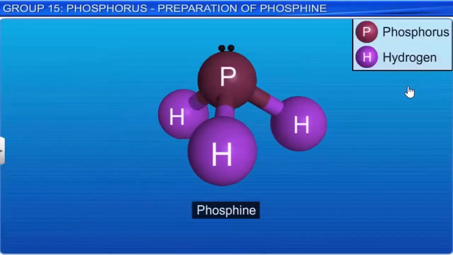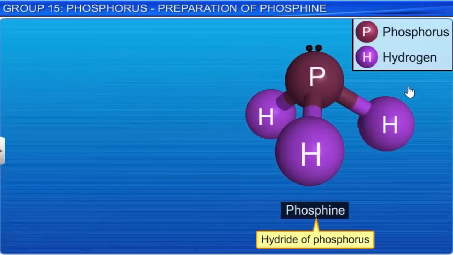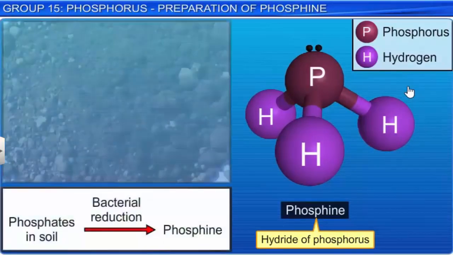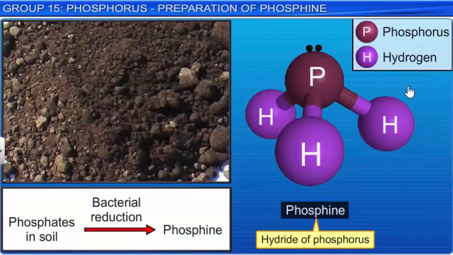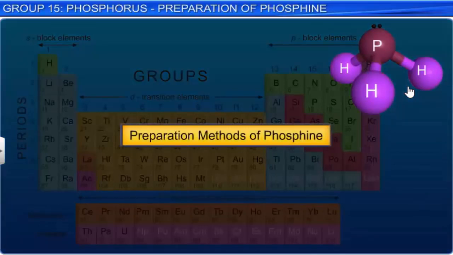You know that phosphine is a hydride of phosphorus. It was discovered by B.R.Jadhav in 1783. It is formed in the soil by the bacterial reduction of phosphates. Let us begin our study with the methods to prepare phosphine.